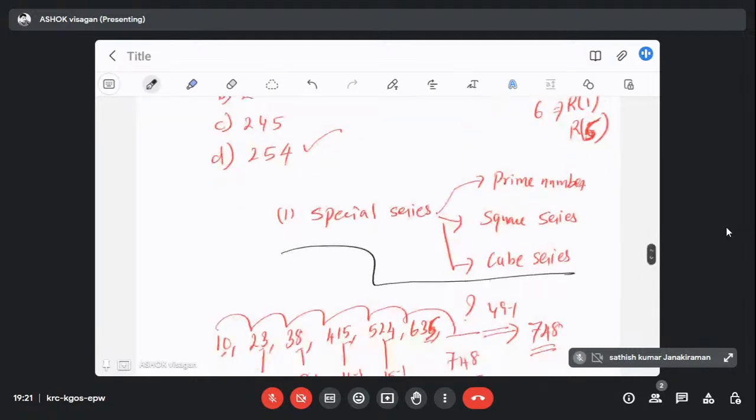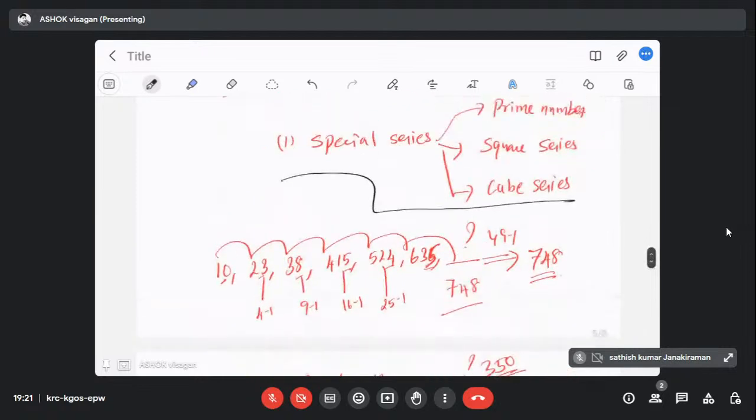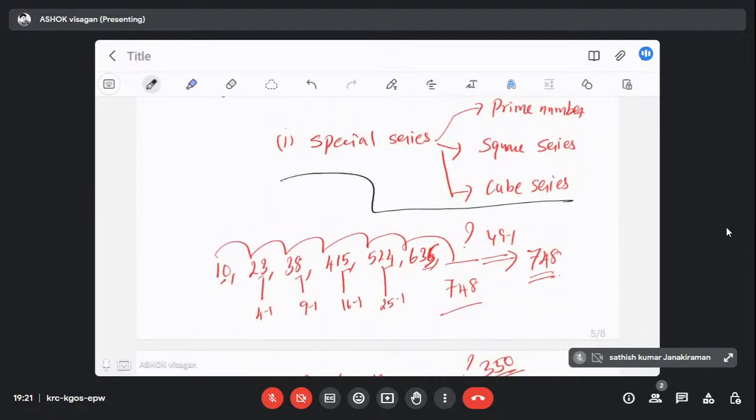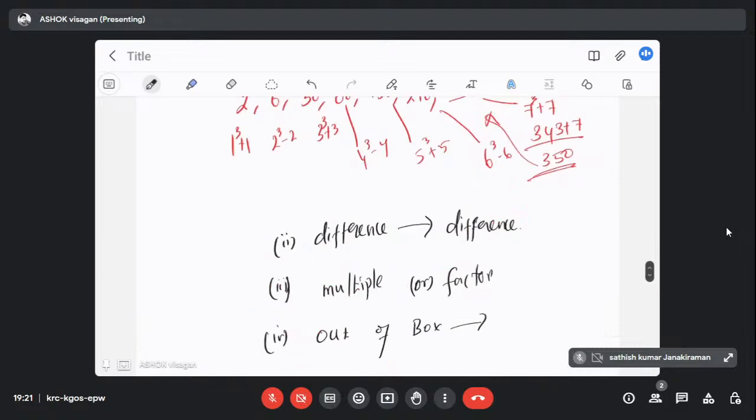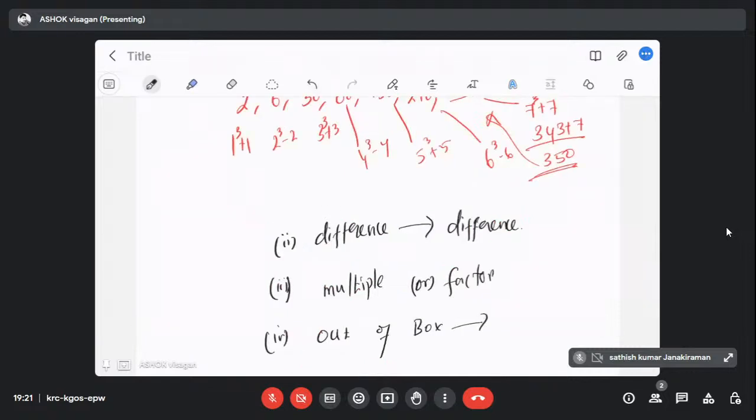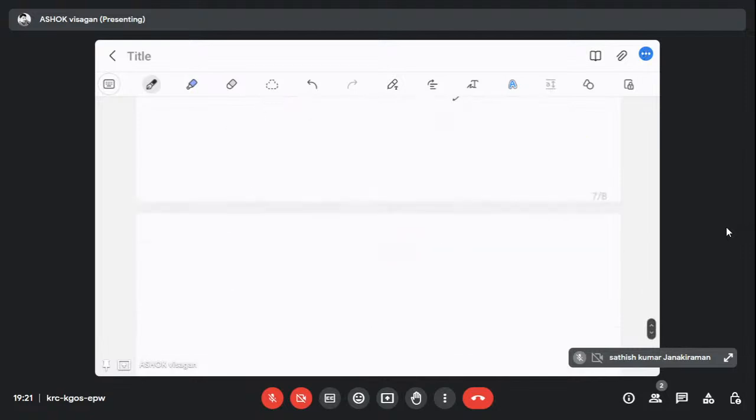So these are the things. One is special series or not, you need to check. If you want to note down the things, I will show you this. People need to check the first one, whether the series belongs to special series or not. And second one, you need to check the difference of difference. And third one, multiples or factors. And fourth one is out of box logic. These are the very, very important things you need to notice. And now I will give a question to you.